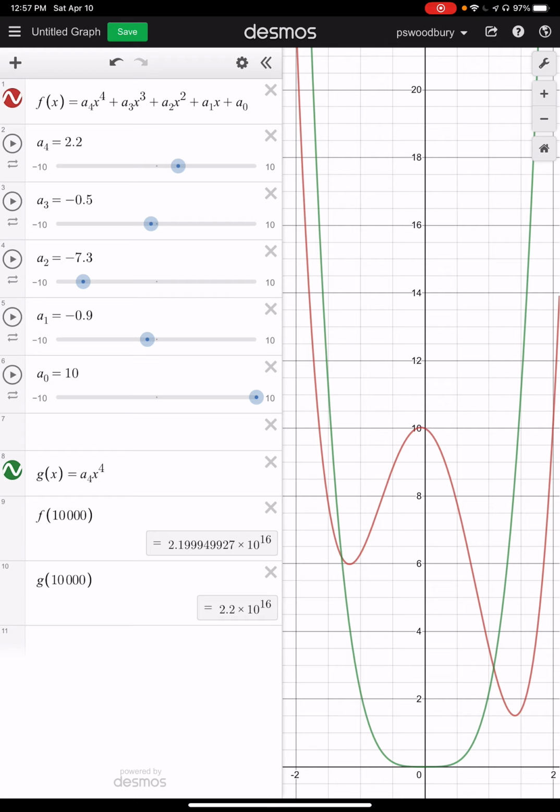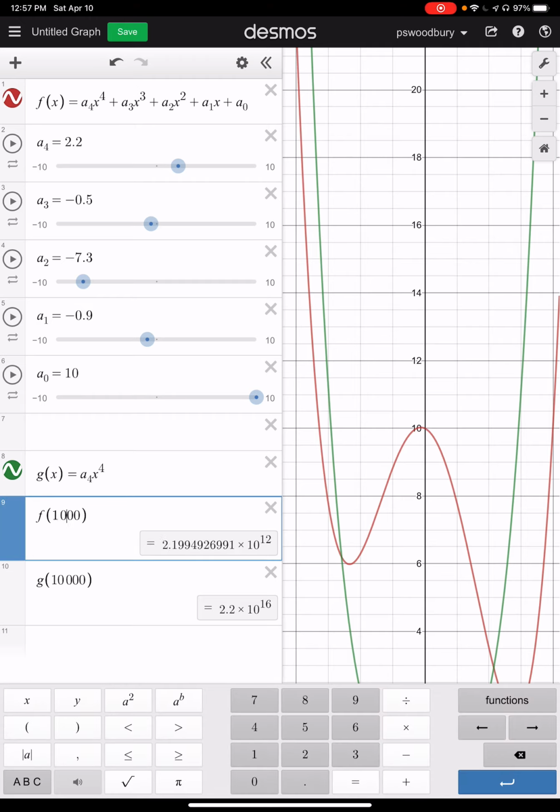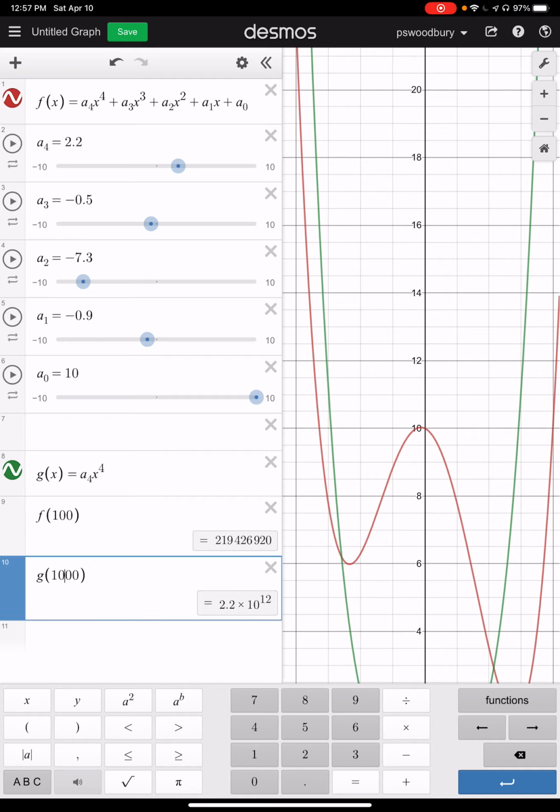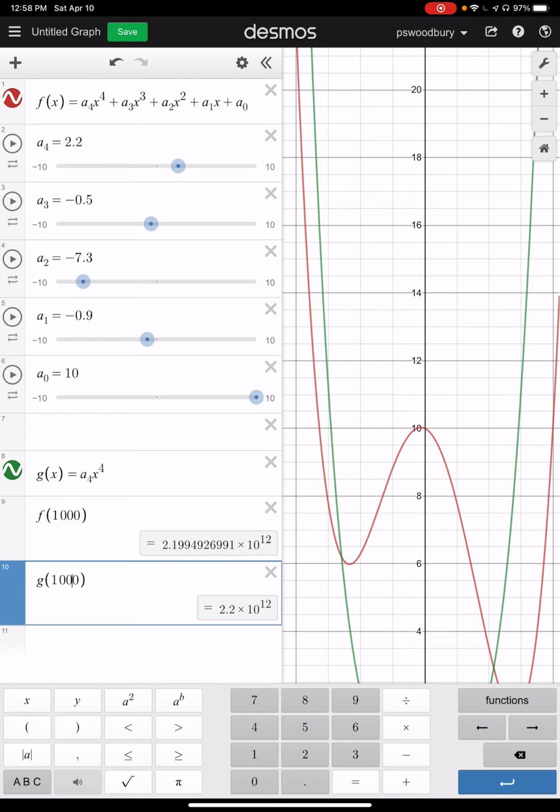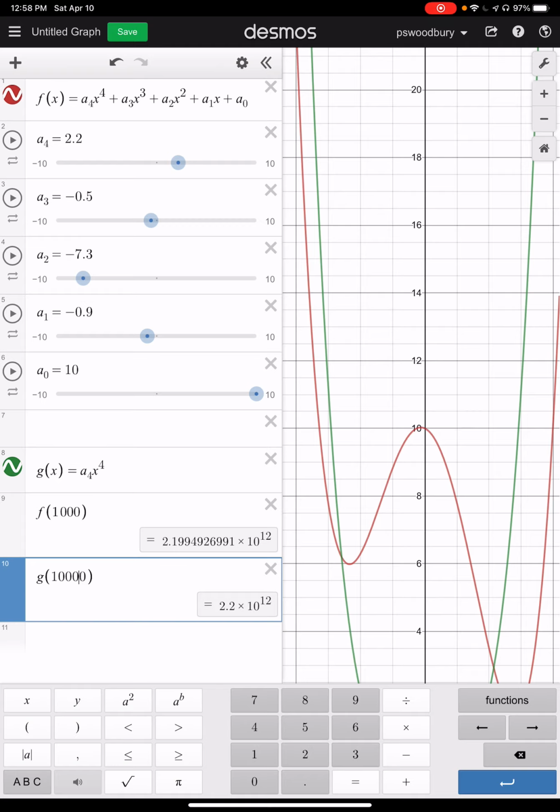But then I want to see, what about for large values of x? Because that's what the question's actually asking. I can type in some large values of x. We don't have to go that big at first. What about f at 100 versus g at 100? They're very similar, almost identical. I can say f at 1000 and g at 1000. Again, they're so close, even closer than they were at 100.